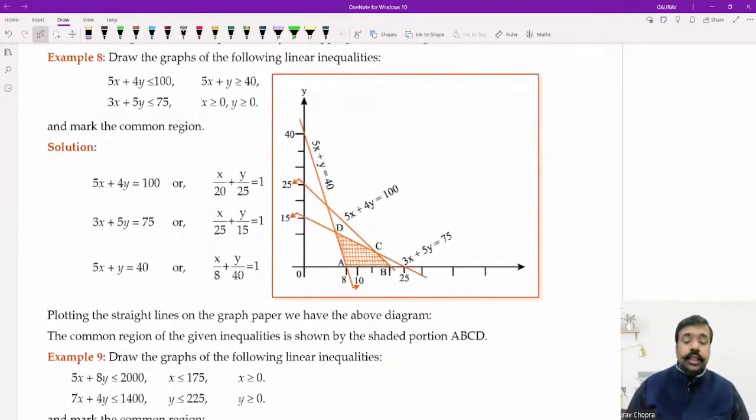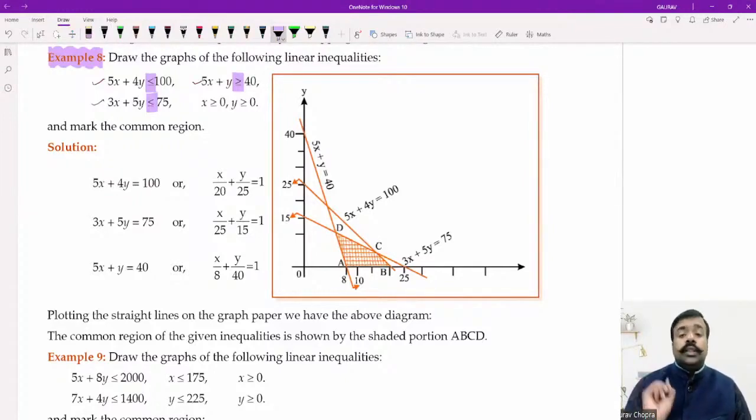Okay, now let us check example number 8. Draw the graph of the following linear inequalities. So here we are given 3 equations, 1, 2, and 3, and we have to form the graph for all of them. What is most important is the sign: less than or equal to 100, greater than or equal to 40, and less than or equal to 75. So what is the first step? Prepare the table and mark the lines. All right, that is the easiest thing we can do.